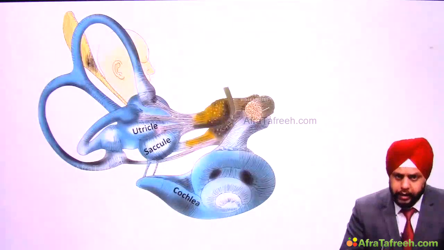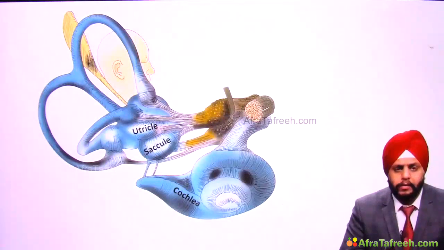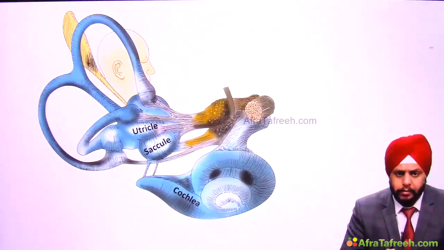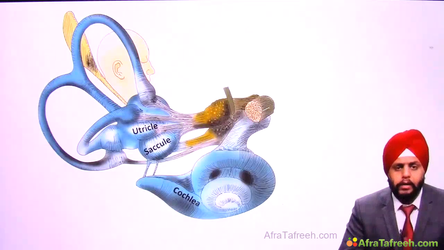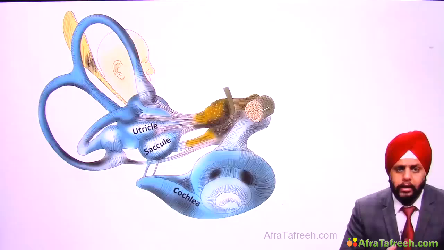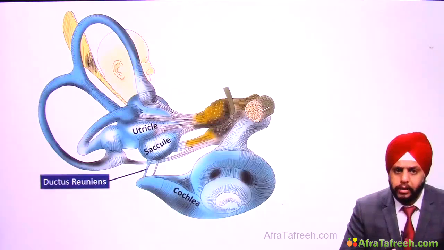So you see, to understand that, we come back to this diagram. We have already seen this diagram. This is the diagram of the membranous labyrinth. We can see over here the cochlea, the membranous labyrinth of cochlea. We can see the saccule, we can see the utricle. Now you see between the cochlea and the saccule, there is a duct that's known as ductus reuniens.